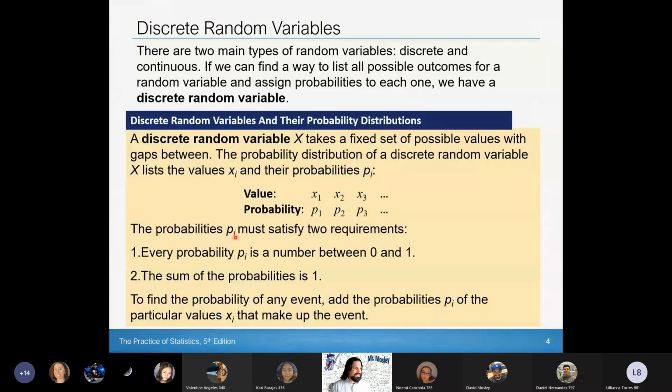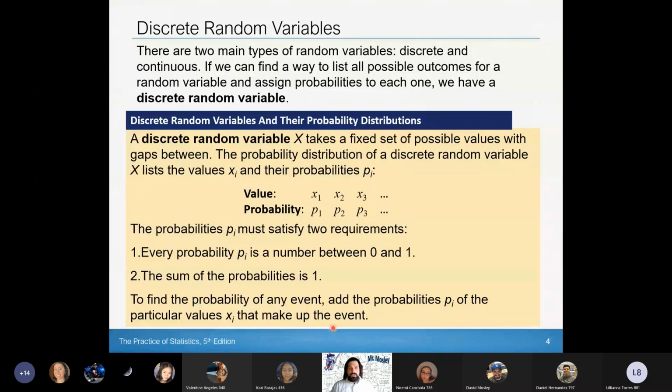The probabilities p sub i must satisfy two requirements, the same requirements that our probabilities had to fulfill in the previous chapter. Every probability p sub i is a number between 0 and 1. We know that to be true for probabilities. And the sum of the probabilities is 1. So the sum of the probabilities for the outcomes of a random variable needs to add up to 1. We have to account for 100%. To find the probability of any event, add the probabilities p sub i of the particular values x sub i that make up the event.